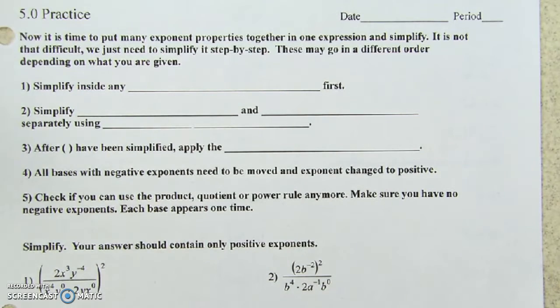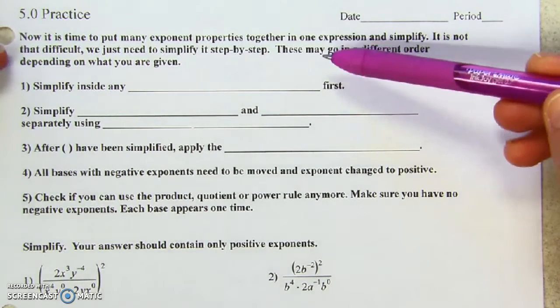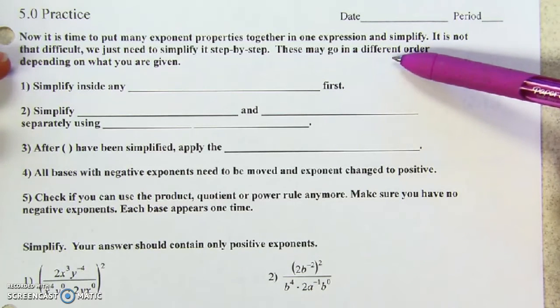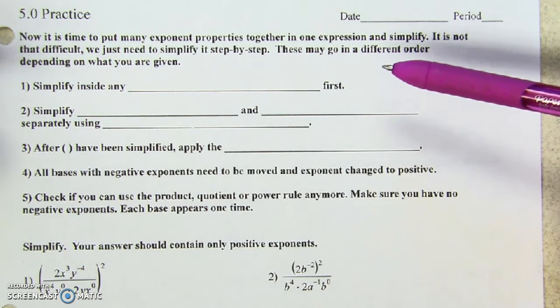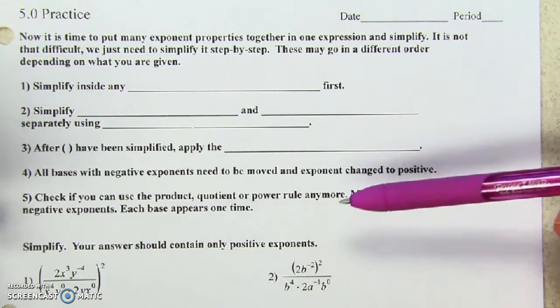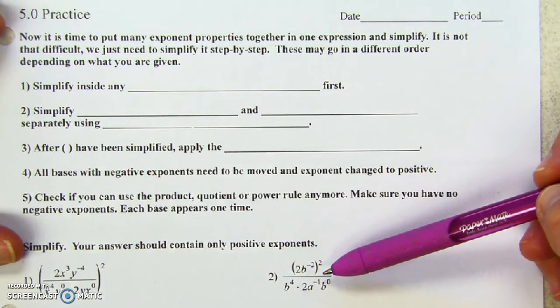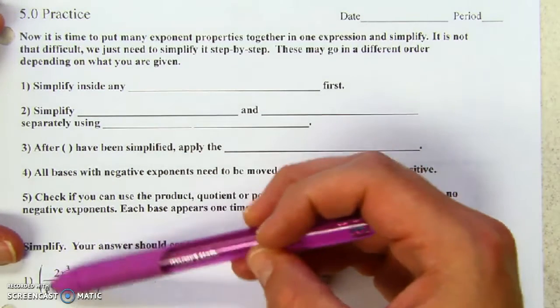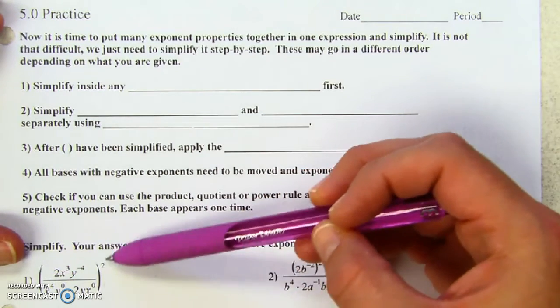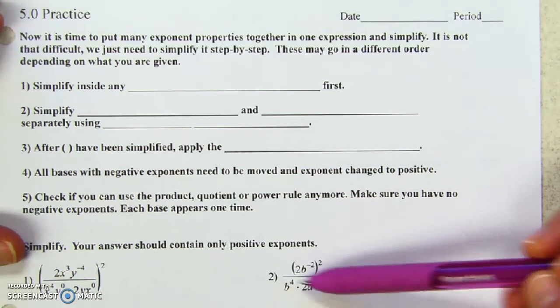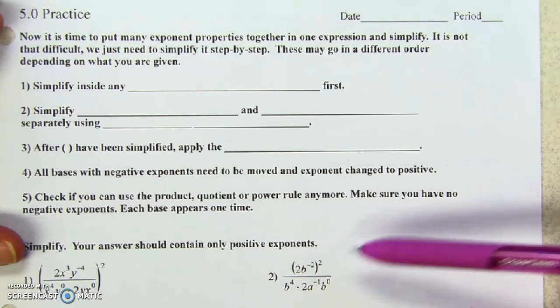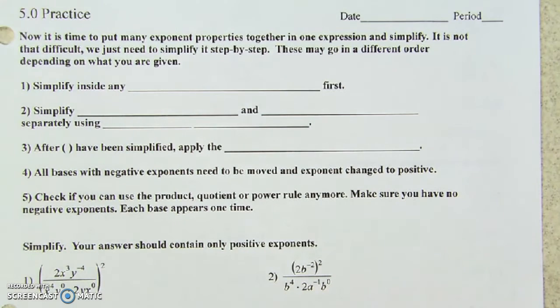These may go in a different order depending on what you're given. I think that's where the students get most confused, is that the teacher can't tell you this is exactly how you do it, because you're going to be given different expressions each time. Do you see how this fraction's all the way in the parenthesis with a power? But this is a fraction that's not in a parenthesis with a power, so we're going to have to go in a different order. Okay, so here's just some tips.